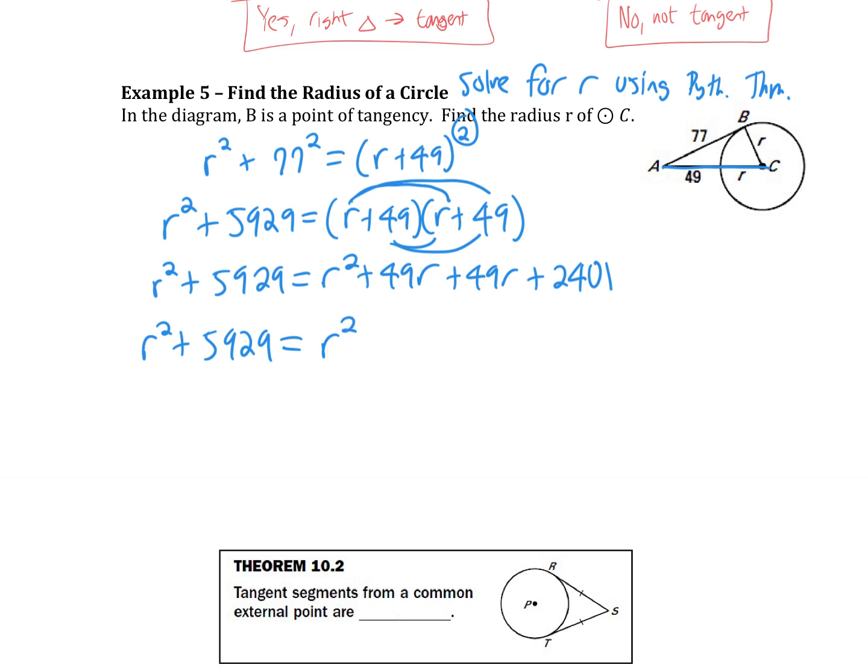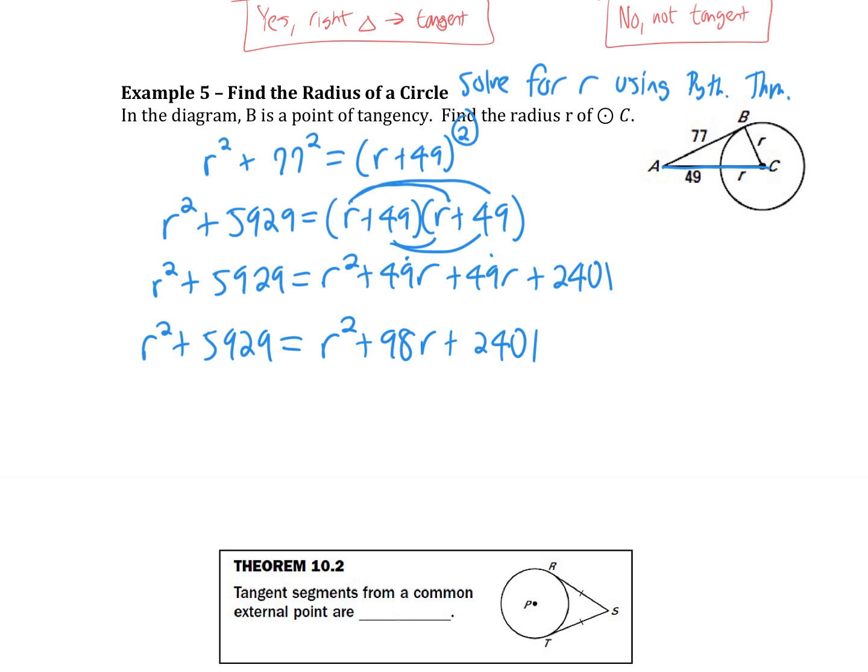49r plus 49r, these are like terms here. It's going to be 98r plus 2401. Okay. And we're not going to factor here. We're actually going to get all the r's. So if we factor, we're going to go back to where we started, which is not going to help us. So we're actually going to try to get all the r squares on one side first, okay? It's a little bit weird because we haven't really done much of this, but you'll see what happens when we do that.